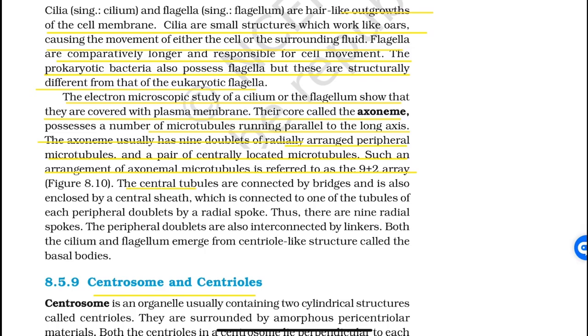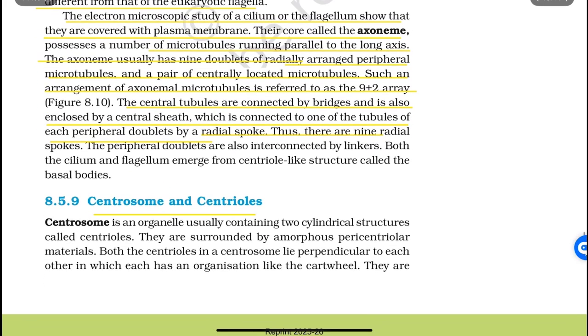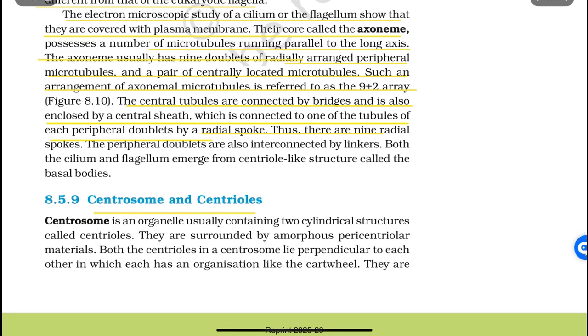The central tubules are connected by bridge and are also enclosed by a central sheath, which is connected to one of the tubules of each peripheral doublet by a radial spoke. Thus, there are 9 radial spokes. The peripheral doublets are also interconnected by linkers. Both the cilium and flagellum emerge from centriole-like structures called the basal bodies.